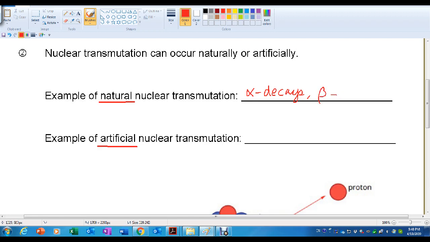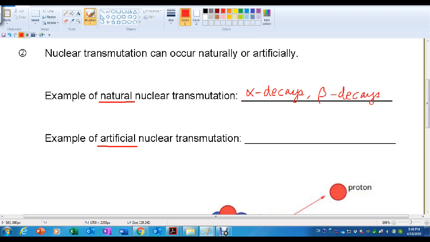And beta decays. Beta decays include beta plus and beta minus decay. In both you see the change in the atomic number. So that means the daughter and the parent are different elements. But gamma decay is not nuclear transmutation. Remember that, because in gamma decay there is no change in the atomic number. So that means they are still the same element.